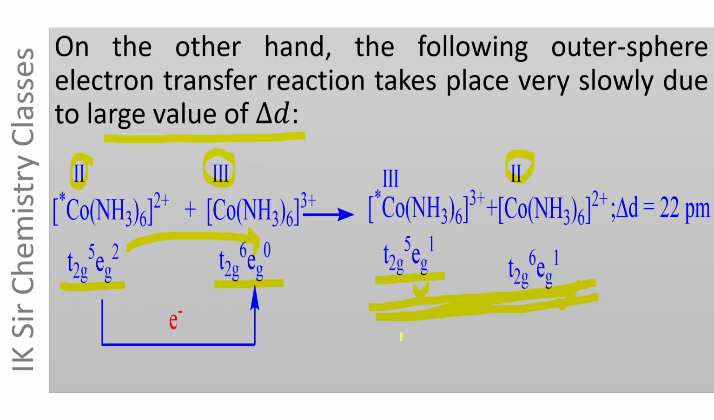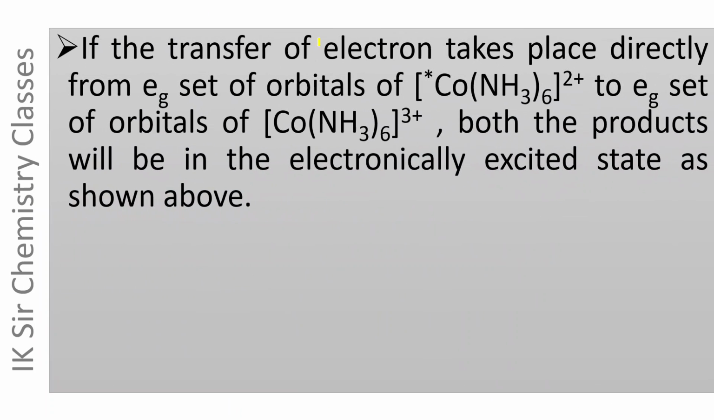It should be a low spin complex, but it is not a low spin complex. It should be a high spin complex, but it is not a high spin complex. And both the products are in an electronically excited state. If the transfer of electron takes place directly from the eg set of orbitals of labeled [Co(NH3)6]2+ to the eg set of orbitals of non-labeled [Co(NH3)6]3+, both the products will be in the electronically excited state as shown above.